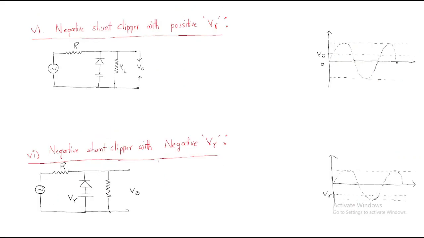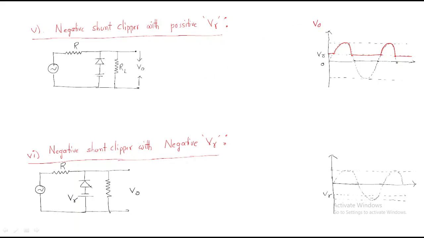We have another type, the negative shunt clipper with the positive VR. That means the negative portion is removed, and positive will be available, but it is more than the VR. Observe here, simply negative shunt clipper, the name itself. If it is less than VR, it will become directly VR.